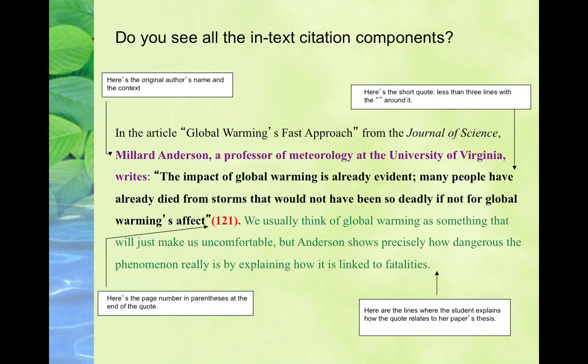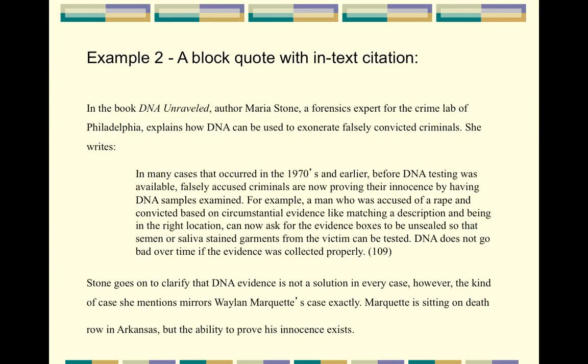Next, let's look at a block quote. Okay, here's a block quote with in-text citation. Let's just read it together. In the book DNA Unraveled, author Maria Stone, a forensics expert from the Crime Lab of Philadelphia, explains how DNA can be used to exonerate falsely convicted criminals. She writes, "In many cases that occurred in the 1970s and earlier, before DNA testing was available, falsely accused criminals are now proving their innocence by having DNA samples examined.